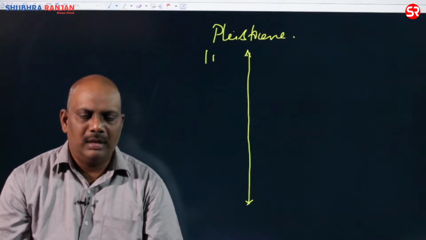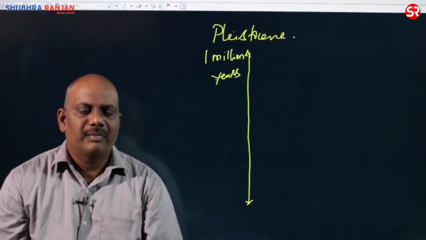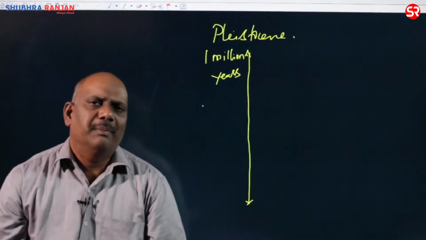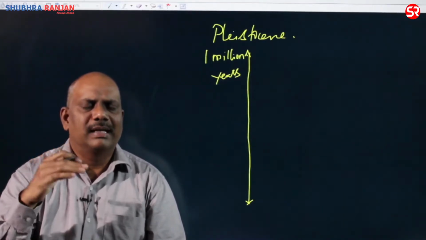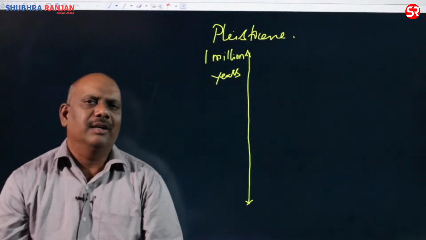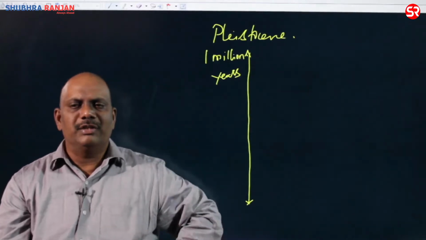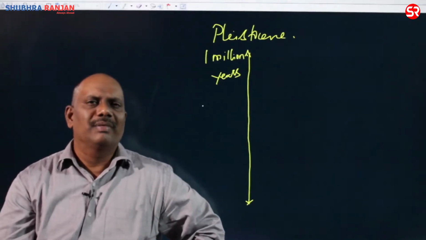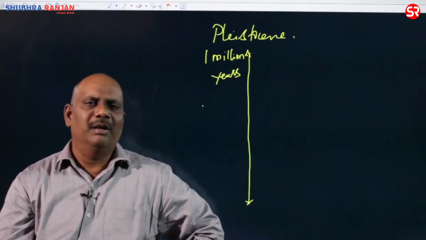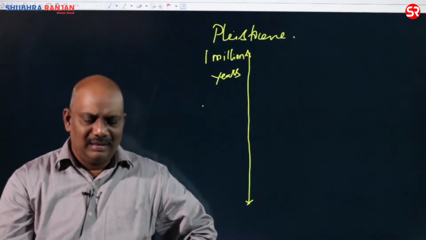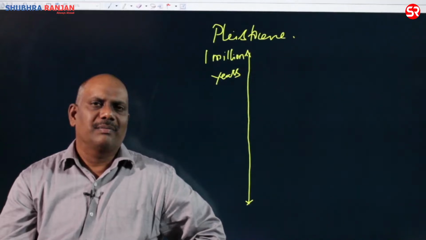In the past 1 million years, in the Pleistocene period, what happened? The temperature on the Earth's surface kept fluctuating at a greater rate. Even now, our Earth is witnessing a climate change, global warming. On an average, summers are becoming hotter and hotter, warm and warmer. And we are taking a number of steps to contain this.